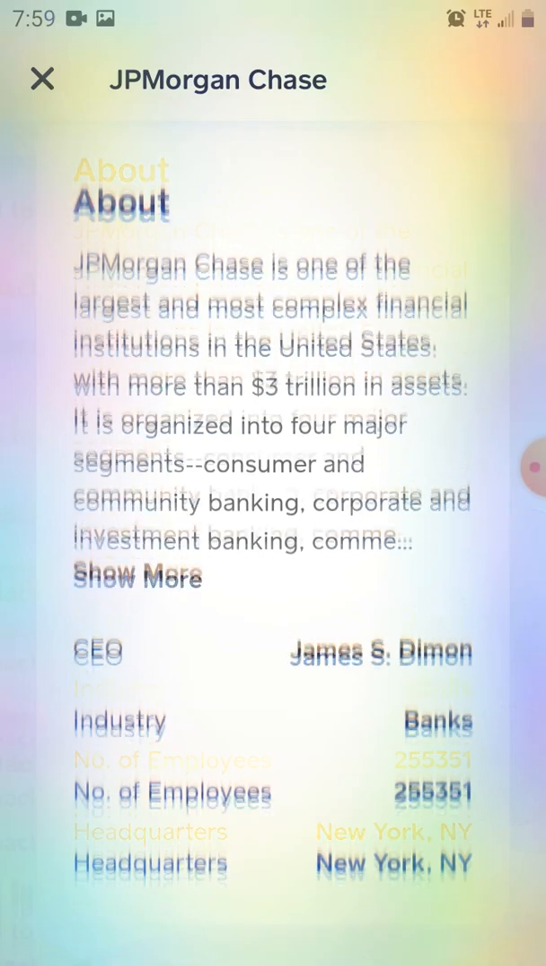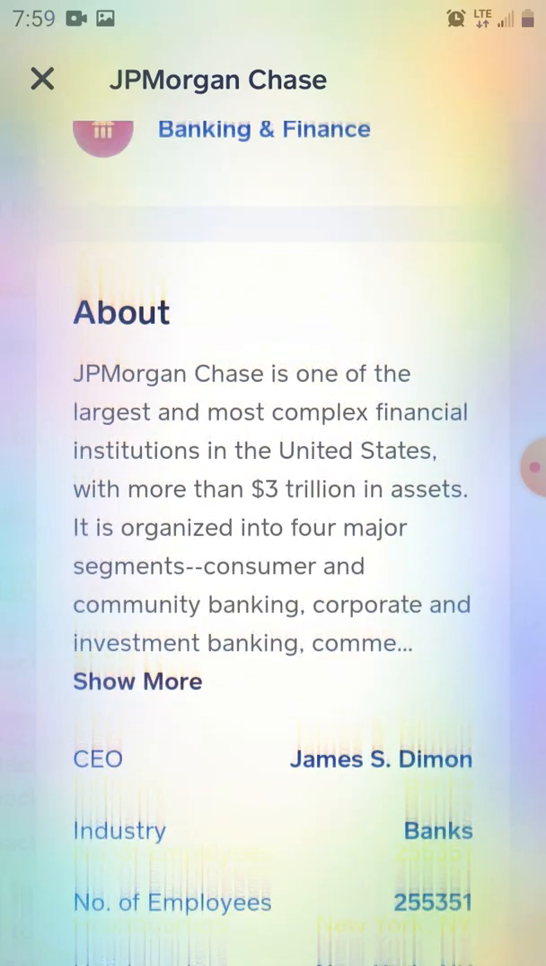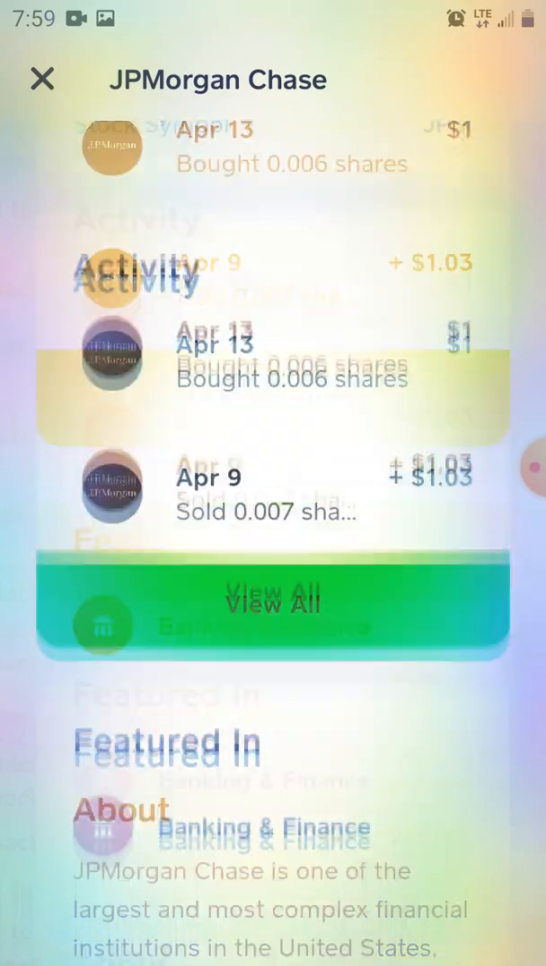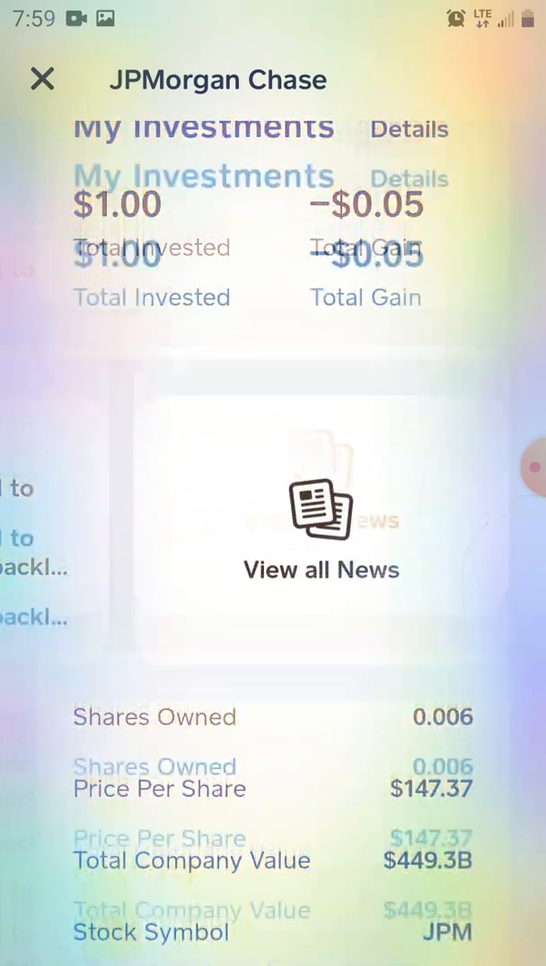So, 3 trillion in assets, JP Morgan. Shout out to JP Morgan and Morgan Company.